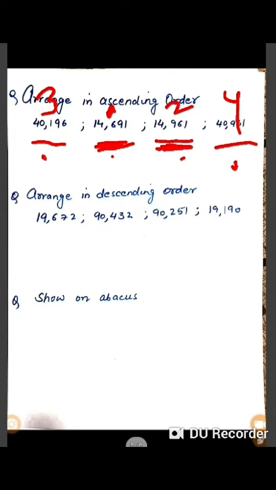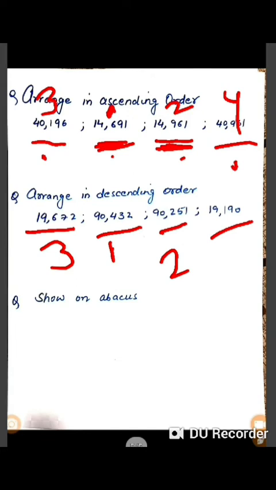Next question says that we need to arrange in descending order. Now, descending means we have to arrange from bigger number to the smaller number. So, I'll see over here the numbers given to me are 19,672, then 90,432, 90,251 and 19,190. Children, to search for the biggest number over here, it is 90,432, then 90,251. Then 19,672 and finally 19,190. So like this, you are going to write down the numbers below properly to show the ascending and descending orders.